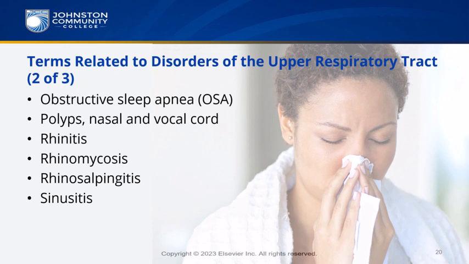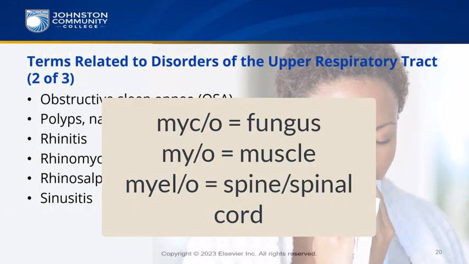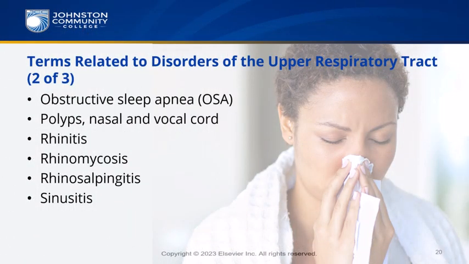Rhinitis is the inflammation of the nose, and rhinomycosis is an abnormal condition of fungus in the nose. Remember, myco is our combining form for fungus. Don't get myco confused with myo or myelo. Myo means muscle, myelo means the spinal cord or spine. Then we have rhinosalpingitis, which is an inflammation of the nose and the eustachian tubes. Lastly, we have sinusitis, which is an inflammation of one or more of the paranasal sinuses.